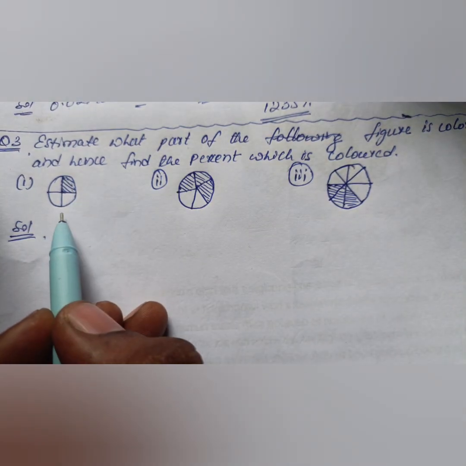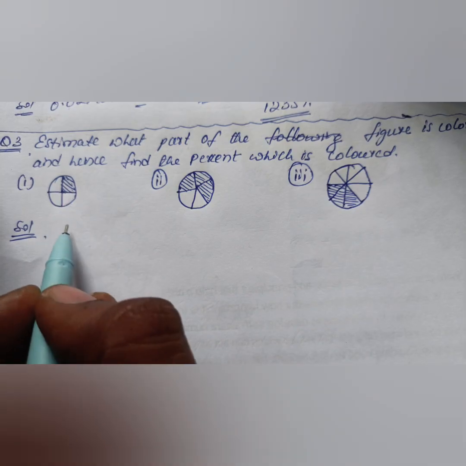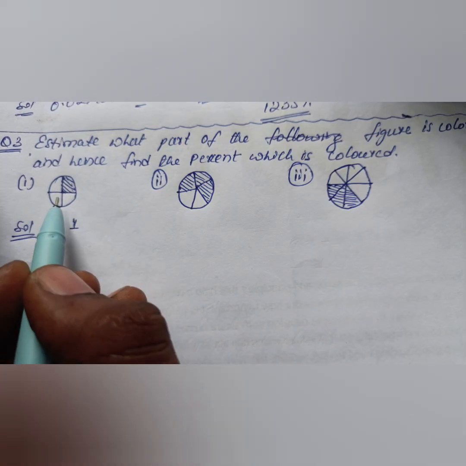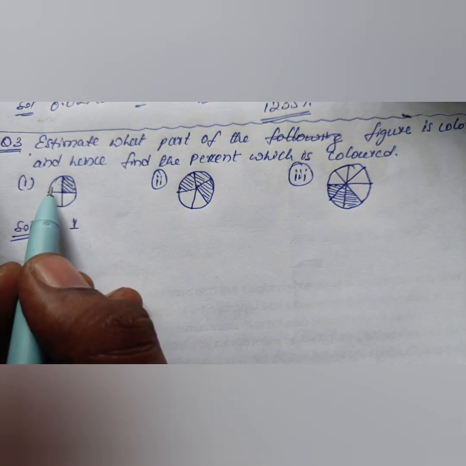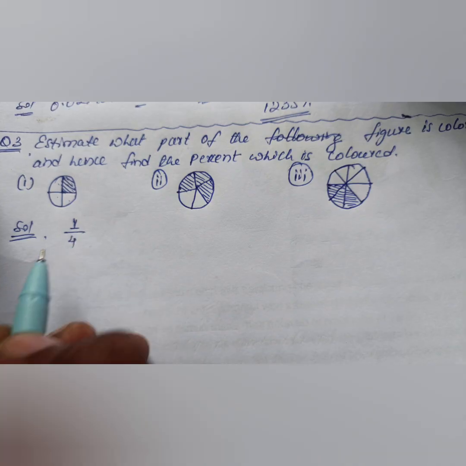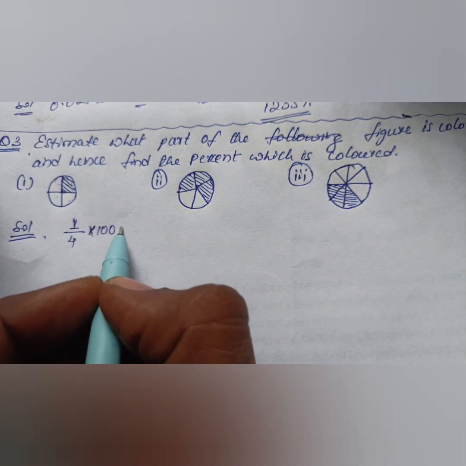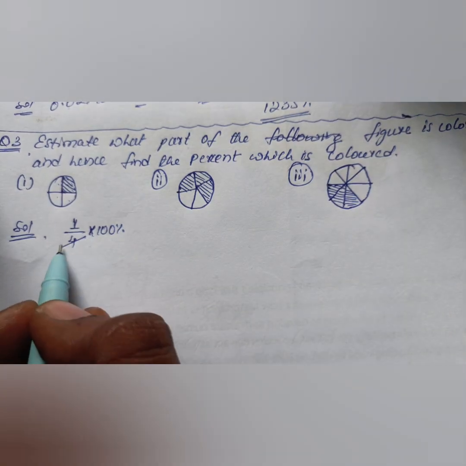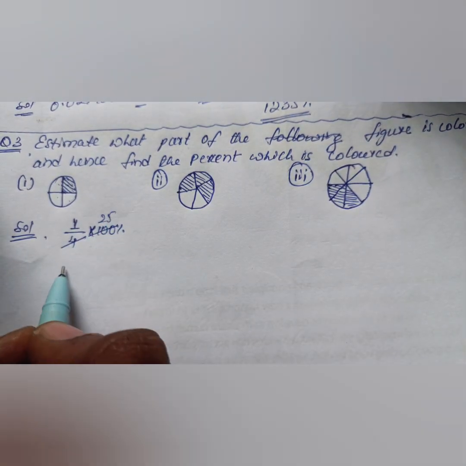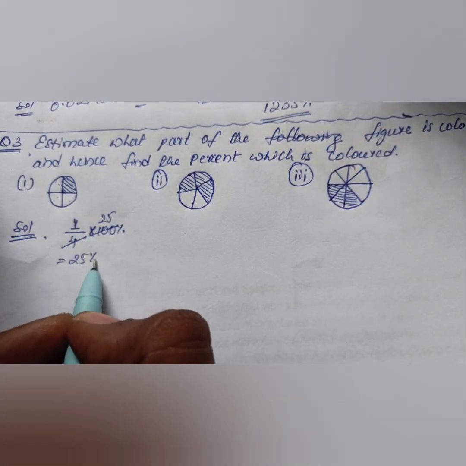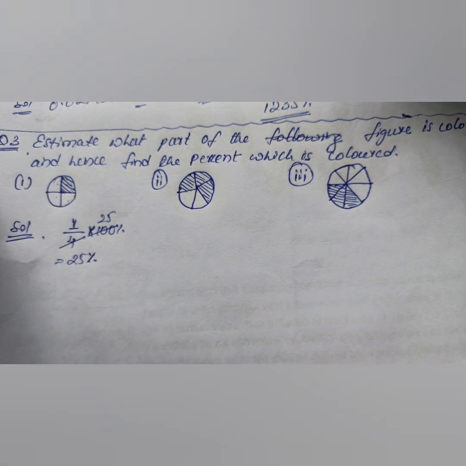So we know how to write the fraction. One part is colored, so we will write 1 divided by how many parts there are. 1, 2, 3, 4. So we will write 4 parts. When we want to convert that into a percentage, let's multiply with 100. Therefore 4 twenty-fives are 100. So that is equal to 25 percentage of the part is colored.